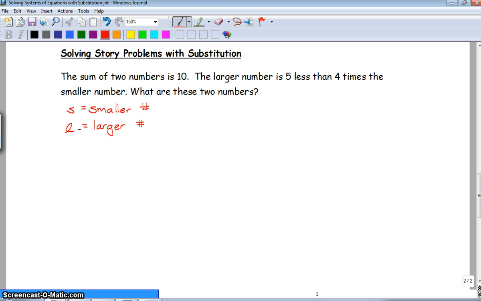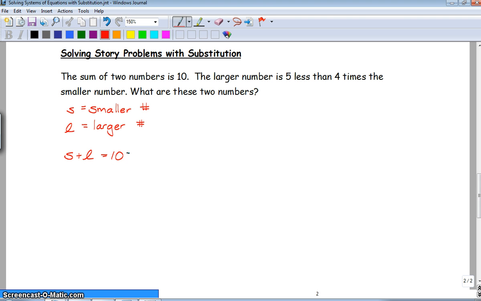Now go back through and figure out what equations you can write that represent all this information that it's giving you. So look at it one line at a time. The sum of two numbers is 10. Well, I know sum means addition, so S plus L equals 10.